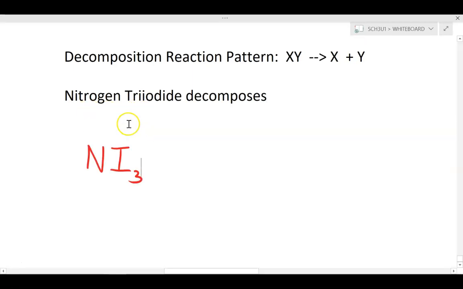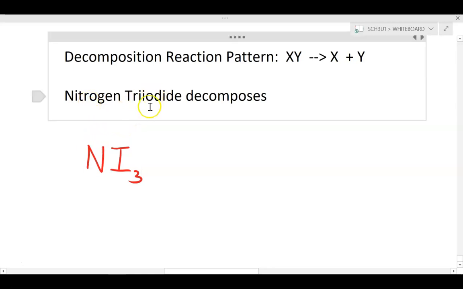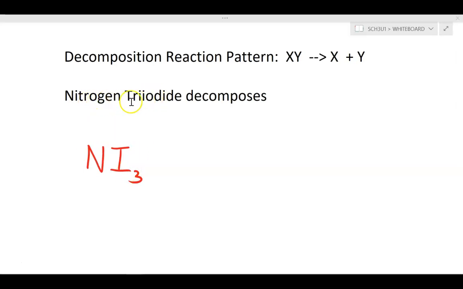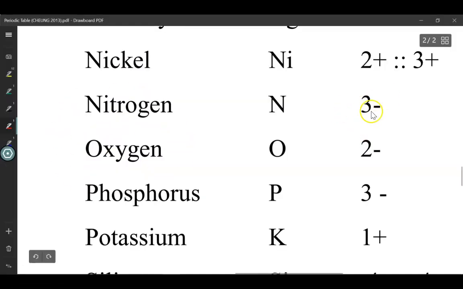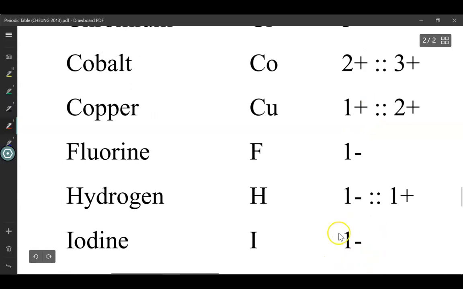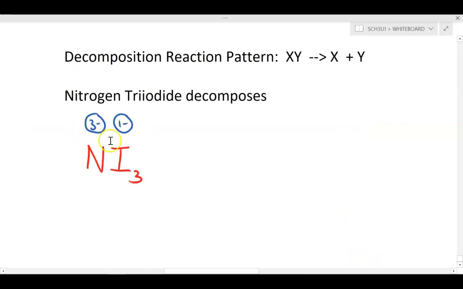Alright, so the first step is to write out the symbol. Nitrogen triiodide, so this is a covalent compound. Triiodide, 3 iodines. Because this is a covalent compound, they will not zero-sum, so you don't have to worry about the valence charges. Nitrogen is a 3- and iodine is a 1-, so even if you did put them in, they would never be able to zero-sum.